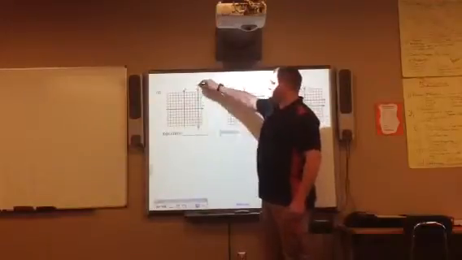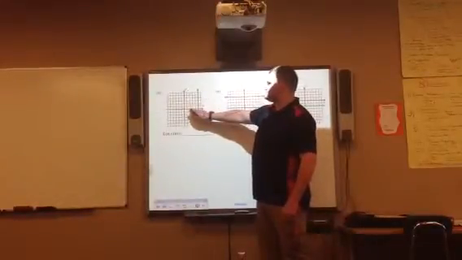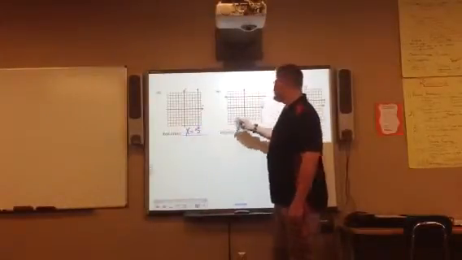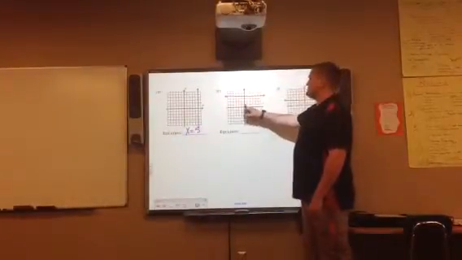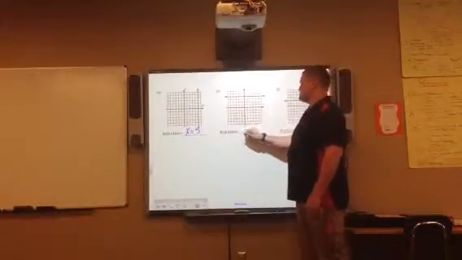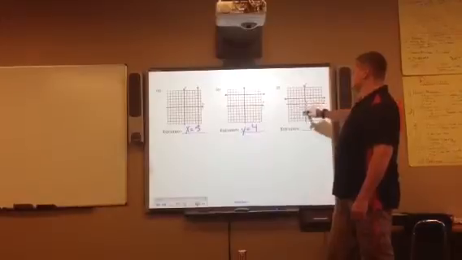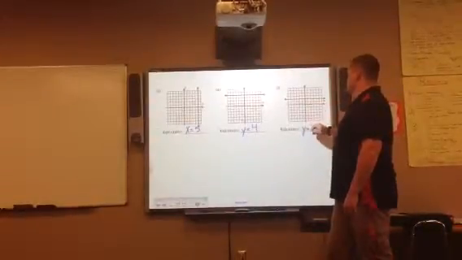Another vertical, so it's going to be an x. It goes through the x at 1, 2, 3, 4, 5. So it's x equals 5. Horizontal at 1, 2, 3, 4. So it's y equals 4. And another horizontal at 1, 2. So it's y equals 2.